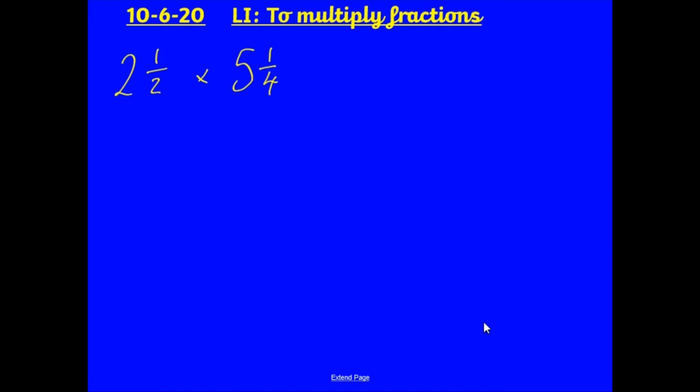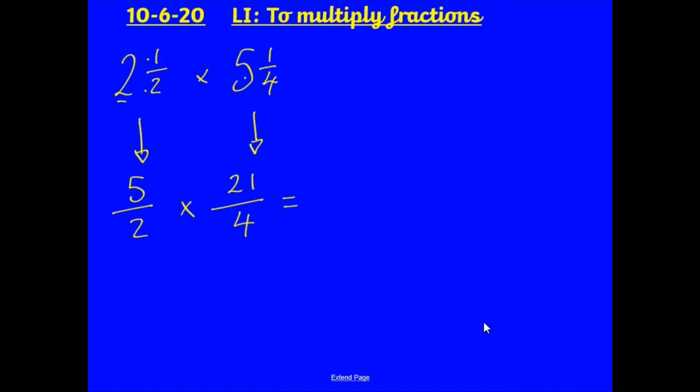So 2 1/2 times 5 1/4. What I'm going to do straight away is turn these into improper fractions. So 2 times 2 is 4, plus 1 is 5 over 2. Okay, 5 times 4 is 20, plus 1 is 21 over 4. And I can now multiply them.